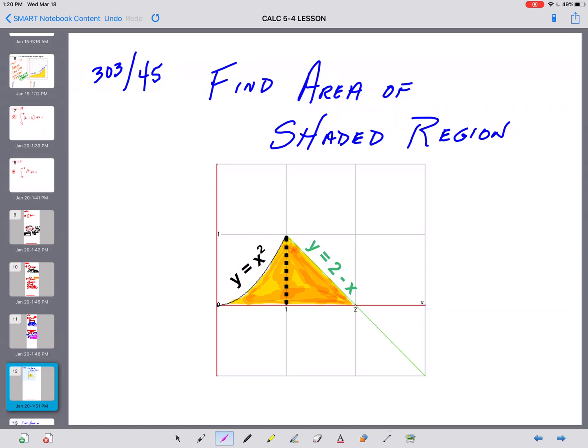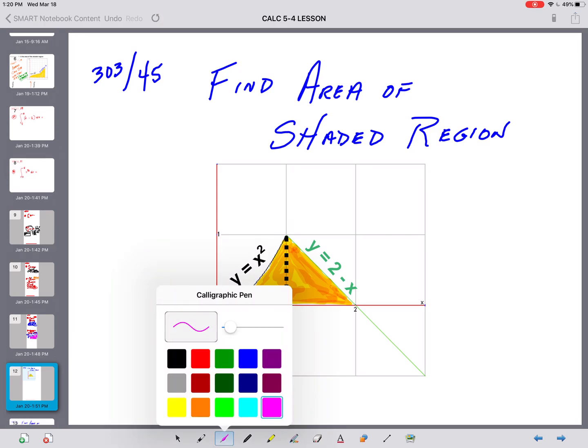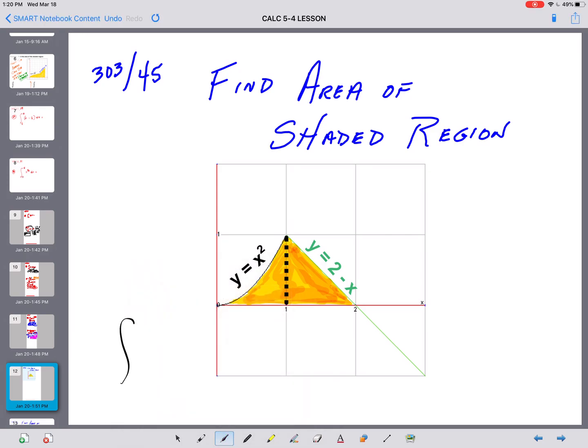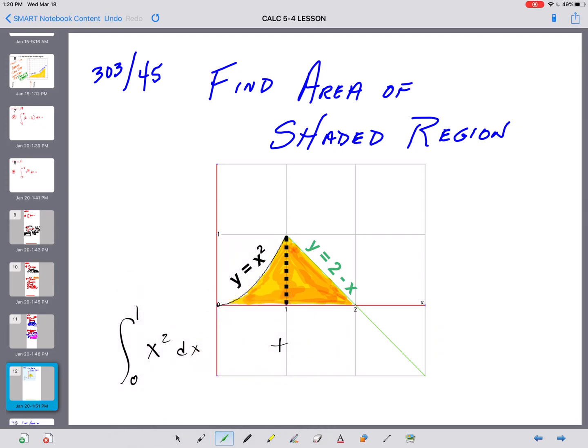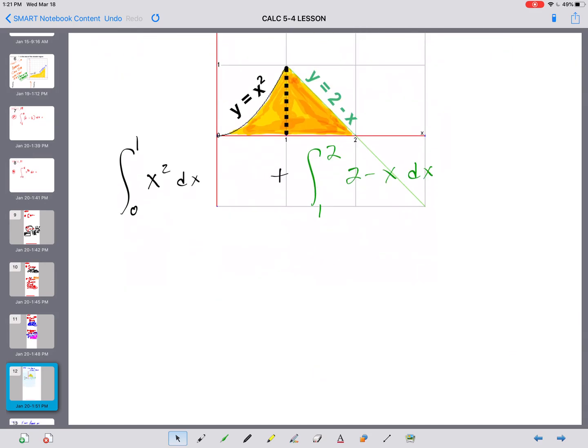Let's set up the integrals. Here we go. The first one I'll do in black. It's the integral of x squared from 0 to 1. Okay, the second one I'll do in green. Here we go. It's the integral from 1 to 2 of 2 minus x dx. Okay, let's solve each one of them separately.